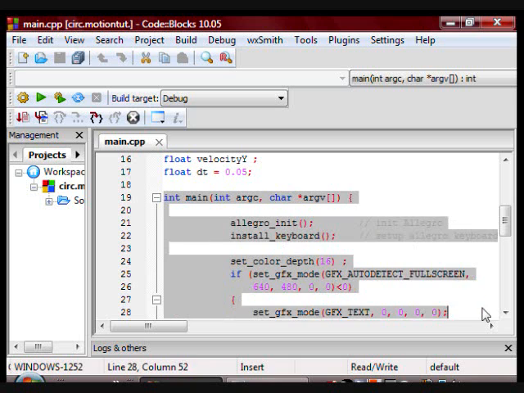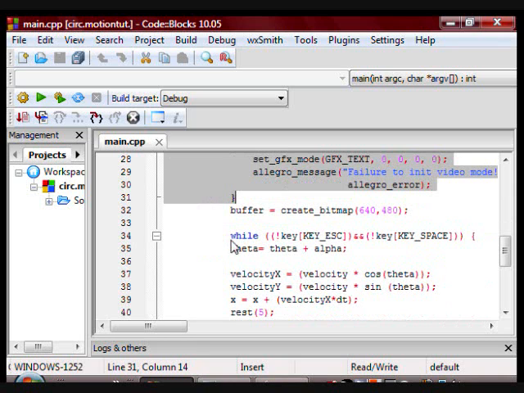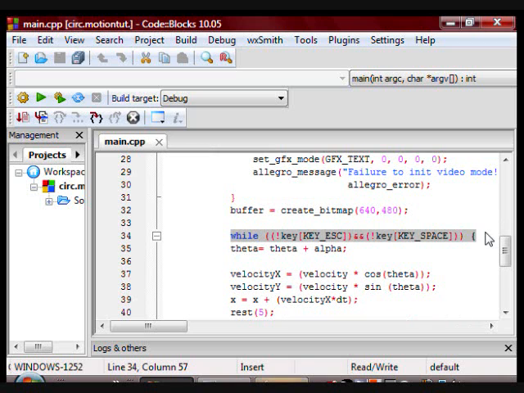Right here, those are all typical lines you would put in pretty much any Allegro program. The while loop is where the real code starts. Now I have theta equals theta plus alpha, so I'm going to increment theta by the angular velocity, because angular velocity is how fast theta is changing.